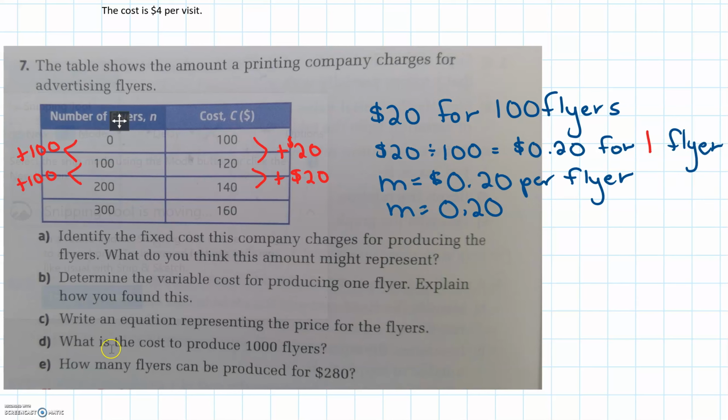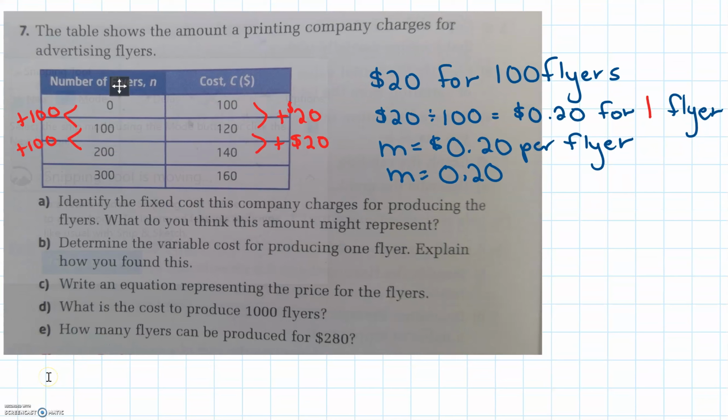So we're going to identify the fixed cost. The fixed costs are the costs that don't change. So the fixed cost here in this question is the initial cost. So if you get 0 flyers printed, what is the cost? And you should have written $100. Now they want what is the fixed cost? And what do you think this amount might represent? You have to come up with something that this might represent.